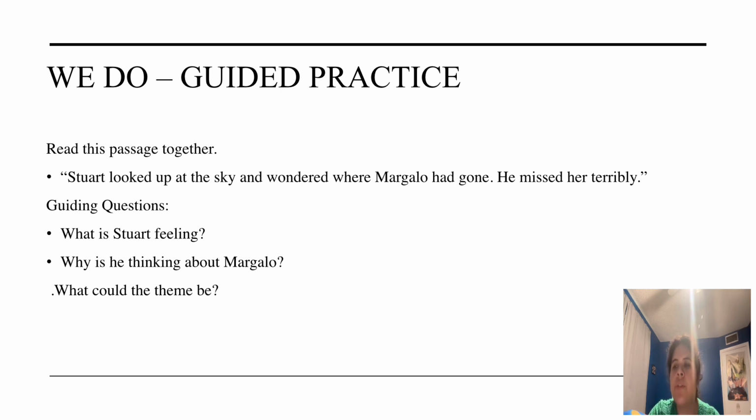Now we're going to do this together. Let's do one together. I'm going to read the first part here, where it says Stuart looked up at the sky and wondered where Margalo had gone. He missed her terribly. So Stuart looked up in the sky and wondered where Margalo had gone. He missed her terribly.